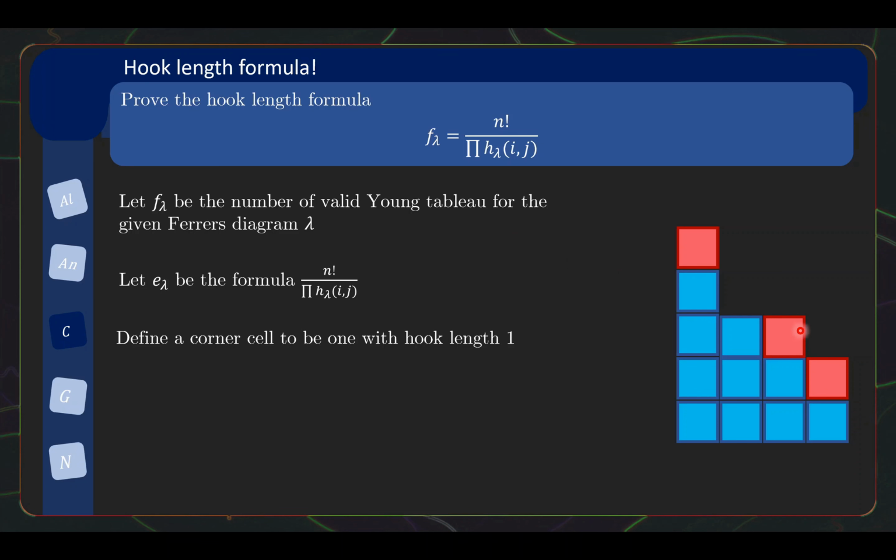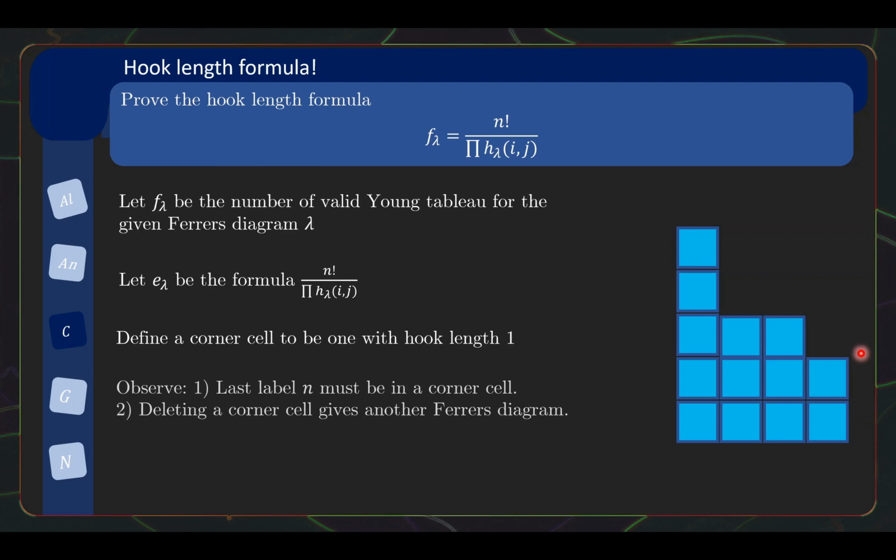So for example, these are the corner cells in this Ferris diagram. There are two observations to be made. The first is that in any valid Young tableau, or equivalently any valid way of placing the cells, the last cell that you place must be a corner cell. The second observation is that deleting a corner cell gives you another valid Ferris diagram.